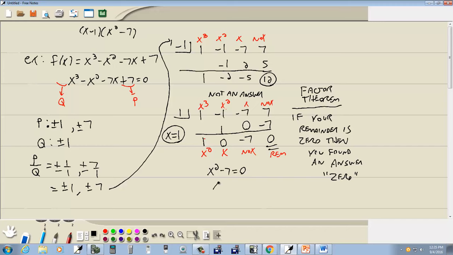Now this one, I can take the negative 7 over. It becomes a positive 7. And we can use the square root property. Square root property says if you got something squared equal to something else, you drop your squared and you put a plus or minus square root on the other side.